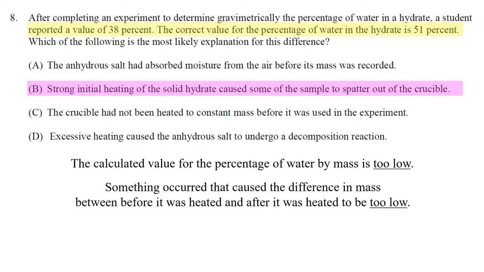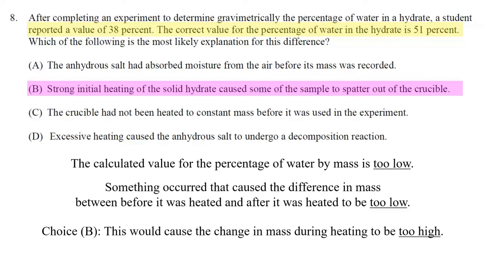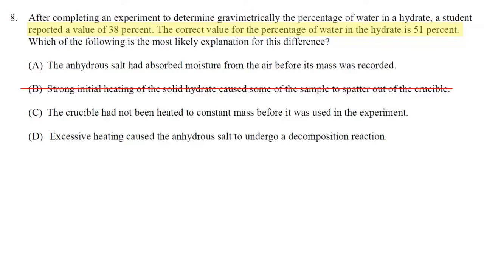Choice B says that strong initial heating of the solid hydrate caused some of the sample to spatter out of the crucible. So that means that not only was water lost in the normal process of heating, but bits of solid are actually ejected from the crucible, and that would cause the change in mass to be too high. Not too low, but too high, because we're losing extra mass that we're not supposed to. So we can eliminate choice B.